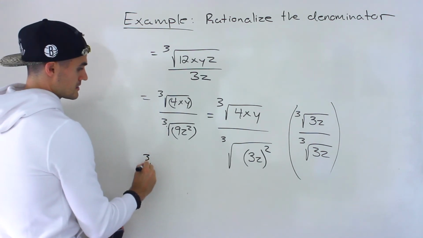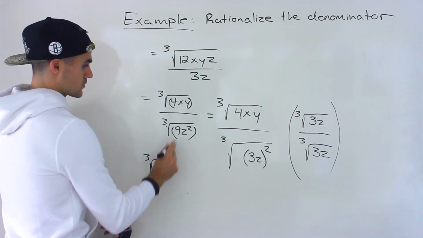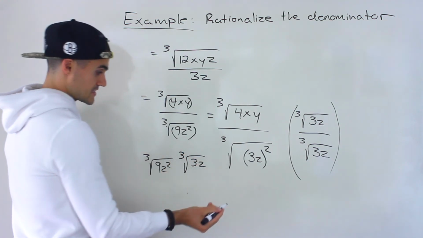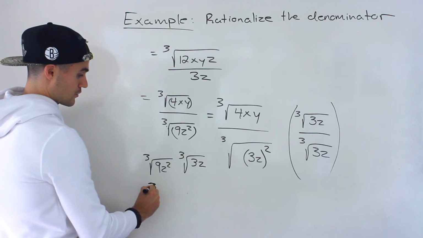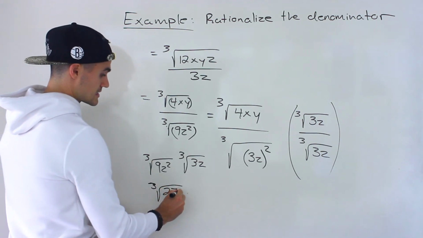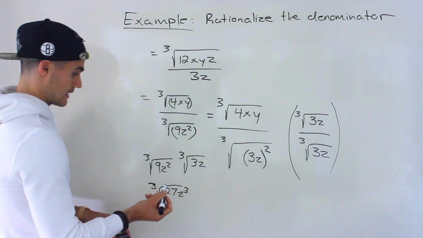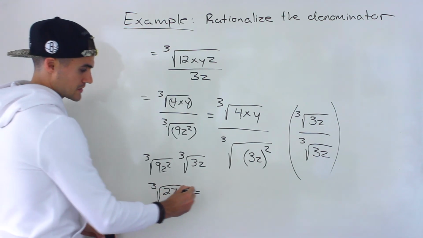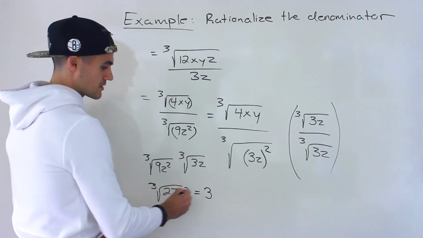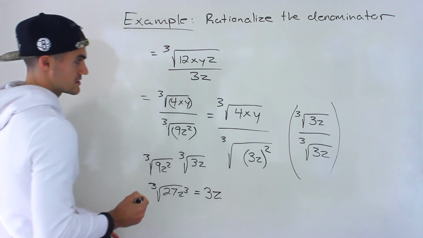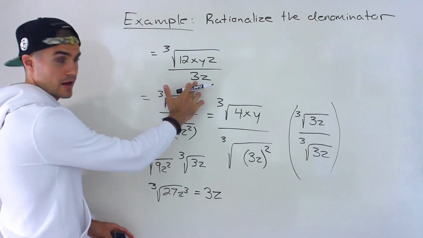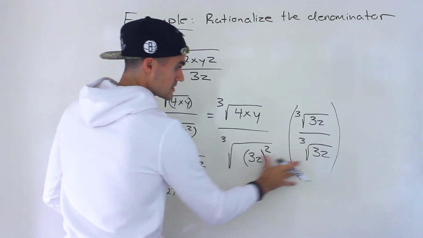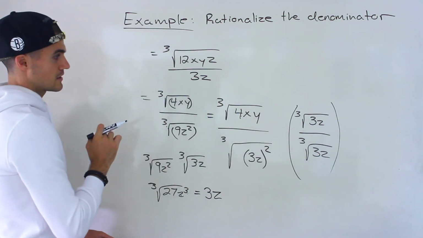Okay, another way to see this, the third root of 9z squared, if we take this and multiply by the third root of 3z, this would end up being the third root of 27z to the power of 3, like that. And notice that when we simplify this, the third root of 27 would be 3, the third root of z to the power of 3 would just be z. So we'd end up with that right there. Right, so whether you multiply this by that or this by that, you end up with 3z.